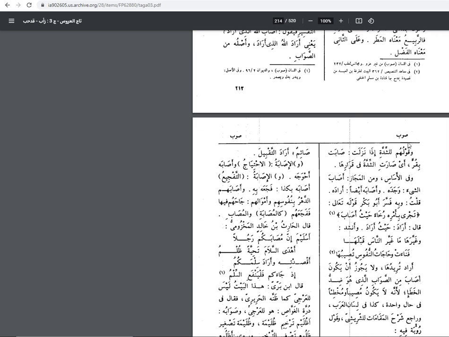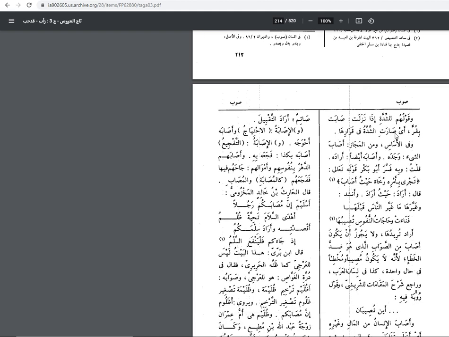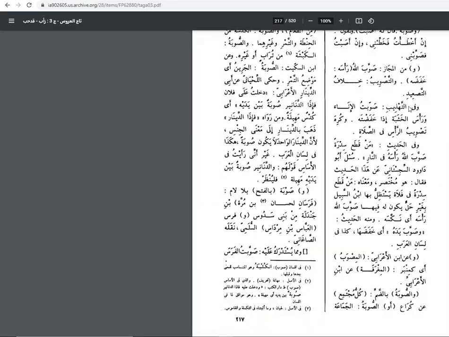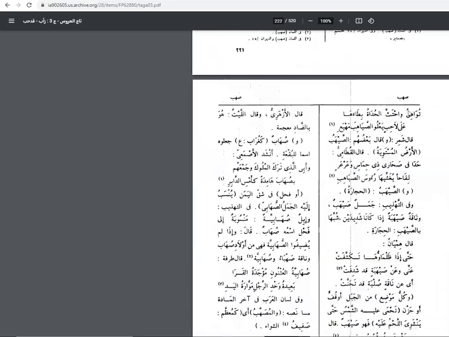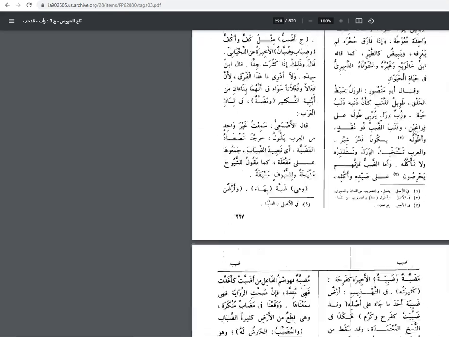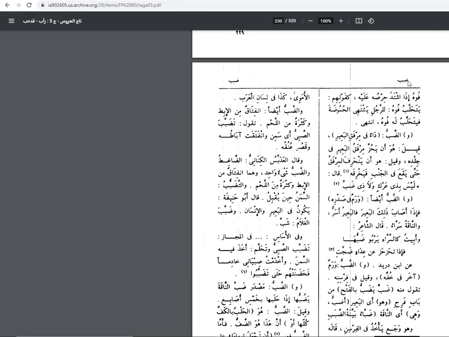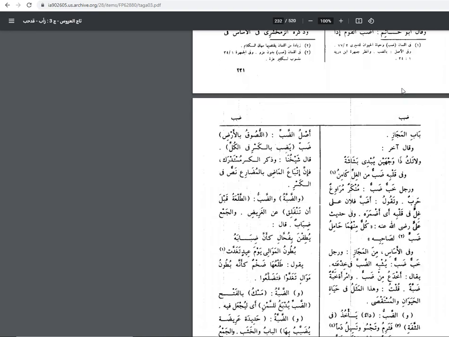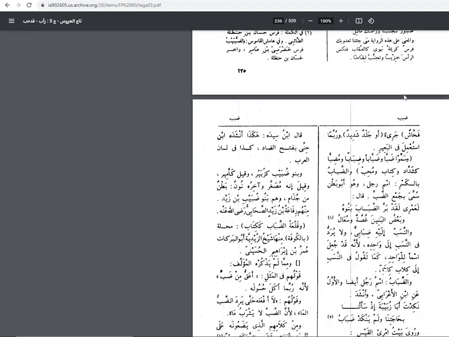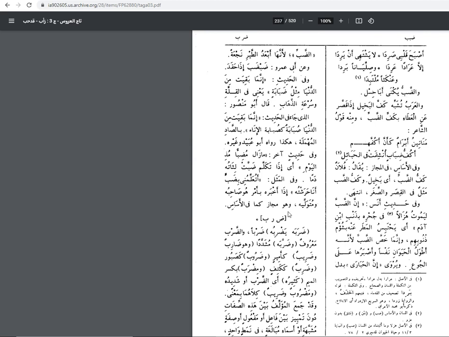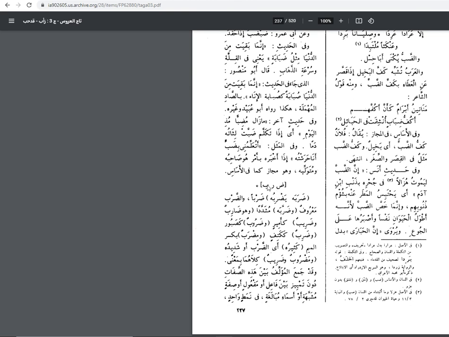Okay, here we have Sad. So these are the words that end in Ba and start with Sad. We are looking for words that end in Ba and start with Dad, so we have to go a little more ahead. Okay, here we have Dad and Ba. So we are now looking for Dad, Ra, Ba, so we will keep scrolling down. Okay, so here we have the root letters Dad, Ra, Ba. Any words whose root letters are Dad, Ra, Ba will be found in this section.